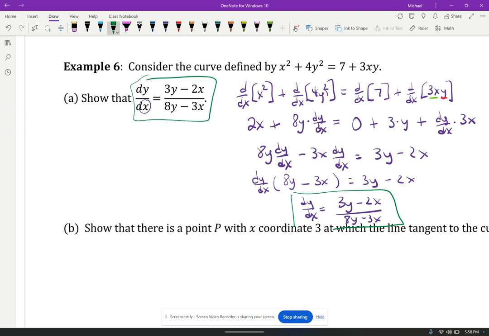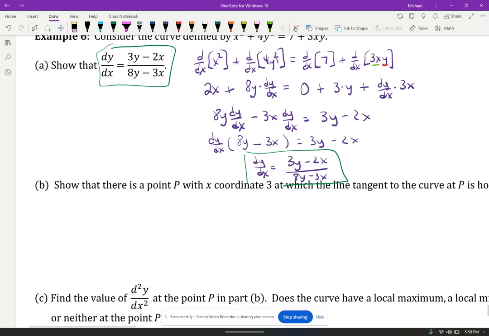It has been the case that in some years, there is a free response question that has something like letter A, and if you just do the derivative using implicit differentiation and show that it equals what they want it to equal, then you're done. All right, let's keep going.